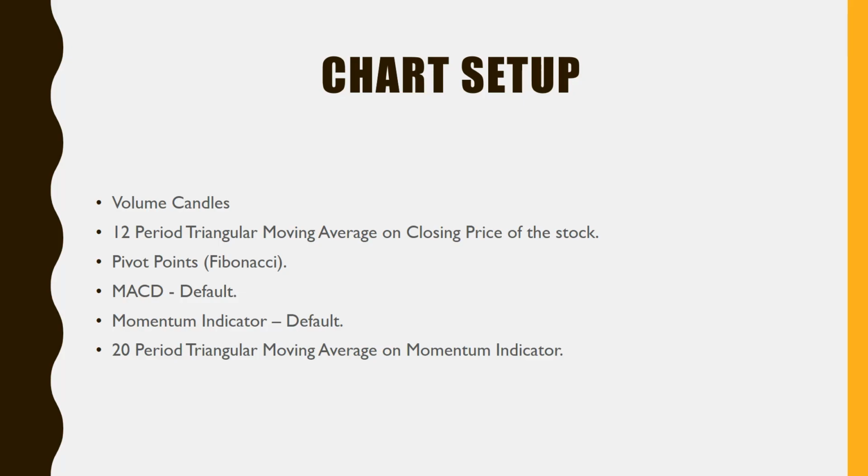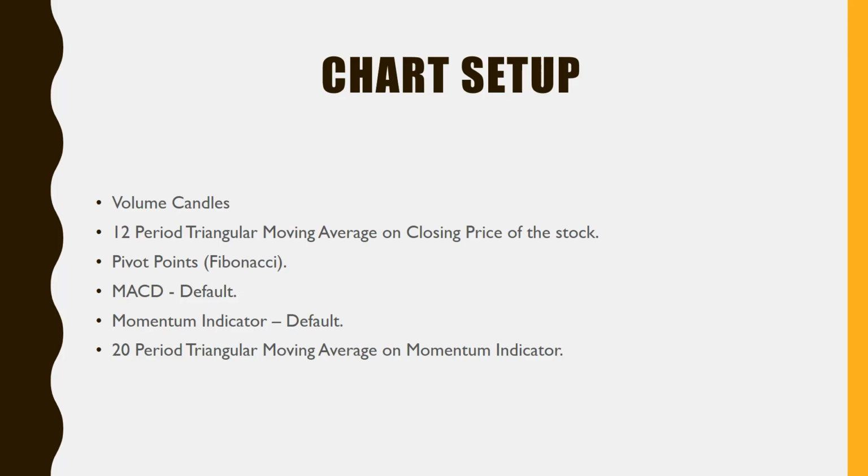I use volume candles. I apply a 12 period triangular moving average on the closing price of the stock. I use pivot points, Fibonacci, and MACD with default values. I add a momentum indicator with default values. Then I apply a 20 period triangular moving average on the momentum indicator.